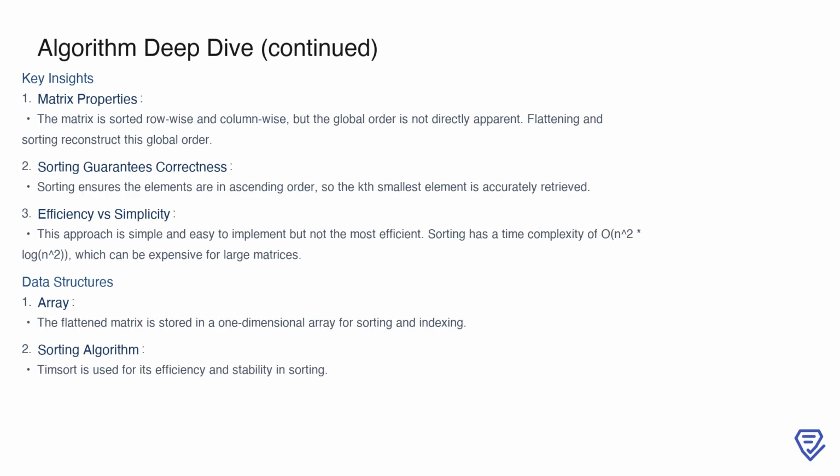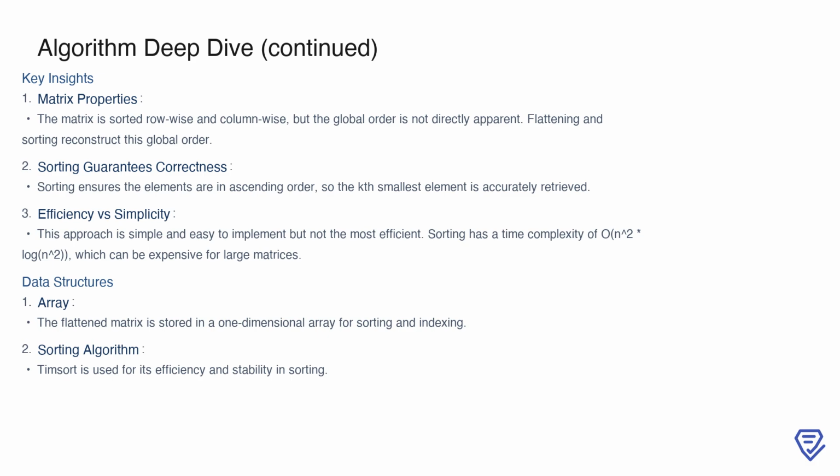This brute force approach is simple and intuitive, but it's important to recognize the key insights that make it work. First, the properties of the matrix play a significant role. While the matrix is sorted row-wise and column-wise, its global order is not immediately apparent. Flattening and then sorting reconstructs this global order, making it possible to identify the kth smallest element. Sorting guarantees correctness because the elements are fully arranged in ascending order, ensuring that the kth element is accurately retrieved.